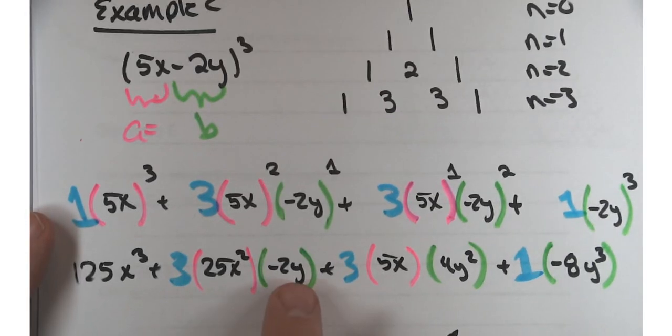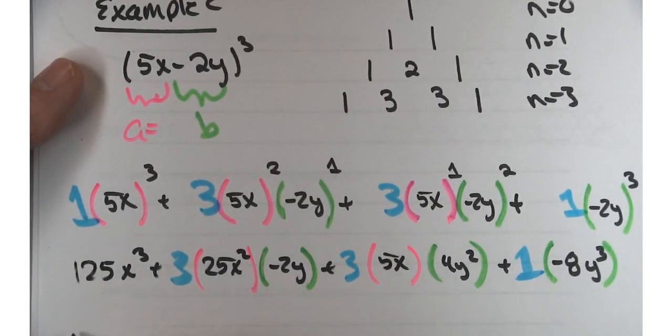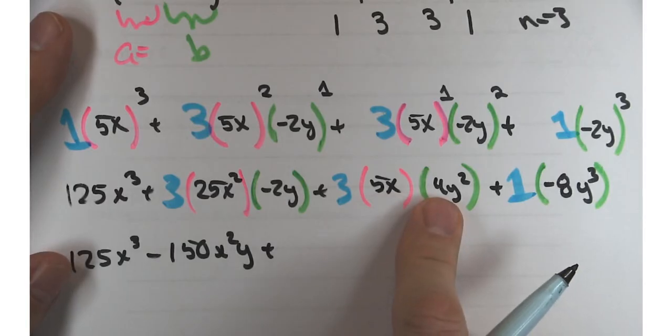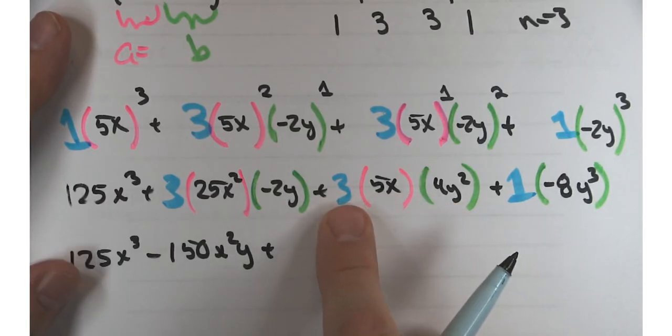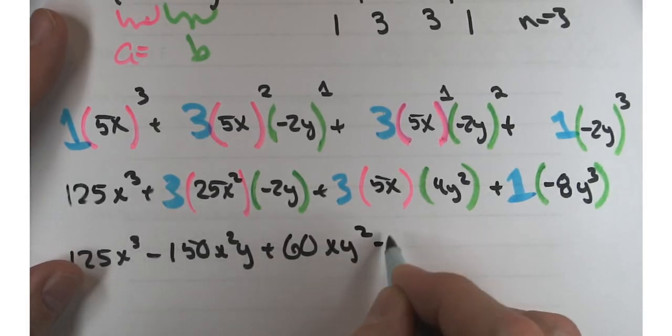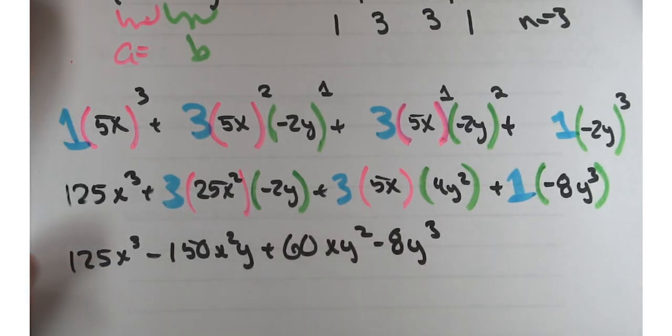Let's put this all together. So that 125x cubed minus 2 times 3 is minus 6 times 25, it could be a minus 150x squared y. 5 times 4 would be 20 times 3 would be 60, so plus 60xy squared, and then the last one would be minus 8xy cubed. Nice.